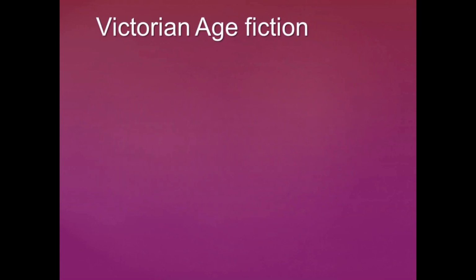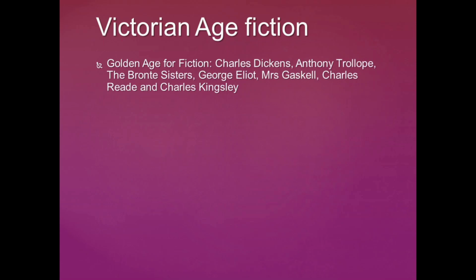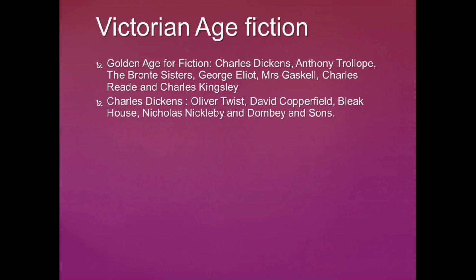The Victorian age is typically represented by fiction and fiction writers. It is the golden age for fiction with Charles Dickens, Anthony Trollope, the Bronte sisters, George Eliot, Mrs. Gaskell, Charles Reade, and Charles Kingsley. Charles Dickens is very famous for his writings like Oliver Twist, David Copperfield, Bleak House, Nicholas Nickleby, Dombey and Son, and so on. In fact, the paper of English fiction is incomplete without Charles Dickens included in it.